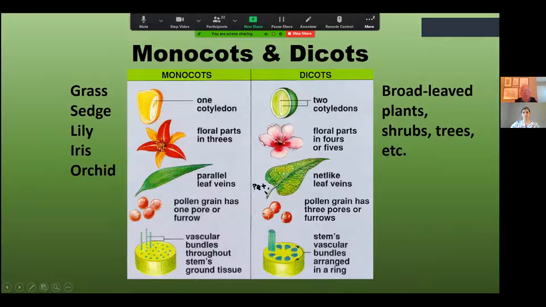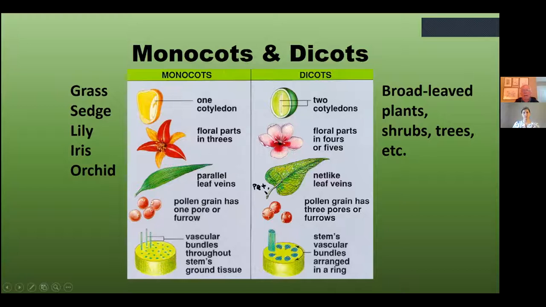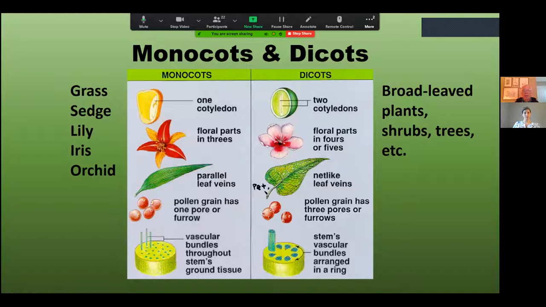And the flowers in monocots are often, not always, but often in parts of three: three sepals, three petals, six stamens, and a three carpellate ovary, in many cases. Whereas the flowers of dicots are in parts of four. And we have differences in vascular structure we'll talk about later. But the cot part, the dicot part, means two cots or two cotyledons. And the cotyledons are seed leaves.